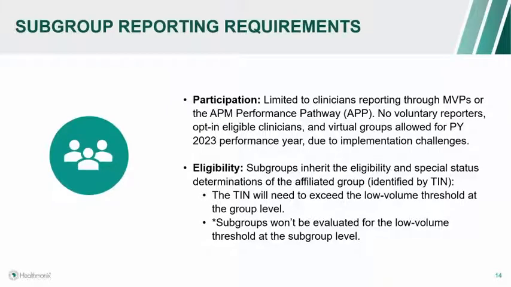And participation, subgroup participation is limited to MVP and APP frameworks. It's not yet an available reporting option, though, for any voluntary reporters or opt-in eligible clinicians, at least for the 2023 performance year. It's also important to note that subgroups inherit the eligibility and special status determinations of the affiliated group identified by the TIN, and it's the TIN that must exceed the low volume threshold at the group level. So subgroups won't be evaluated for the low volume threshold at the subgroup level.